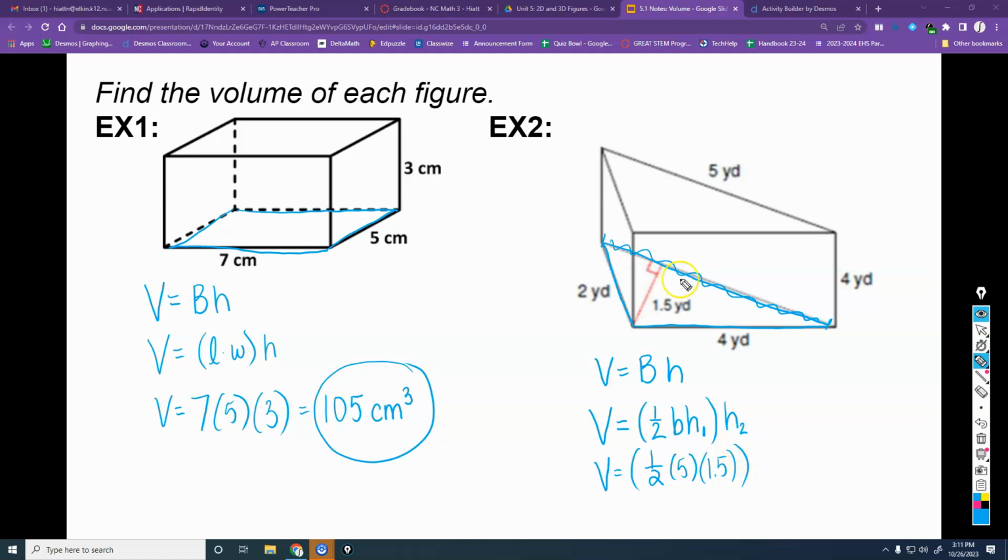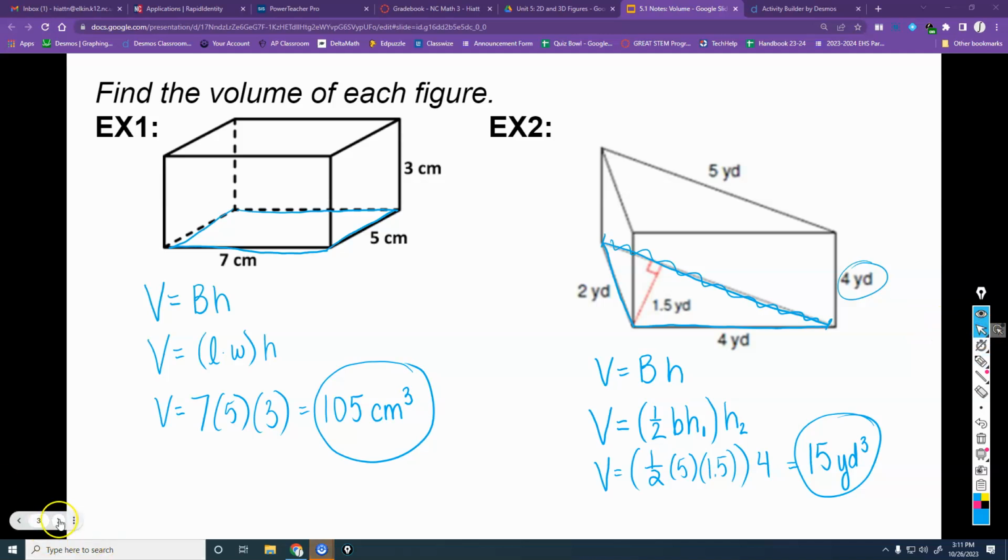And then we would need to multiply this by the height of the prism, which is the length of the side that connects these two right here. So that would be 4 over here. So we can just type that into our calculator real quickly. We've got 1/2 times 5 times 1.5 times 4, and that is going to give us 15. And these are yards, and that should be cubed because we're talking about volume there.